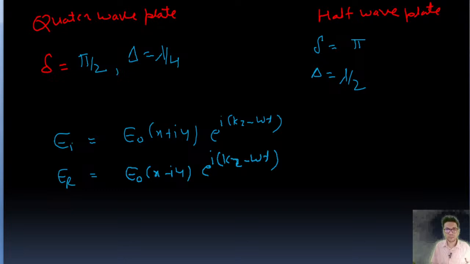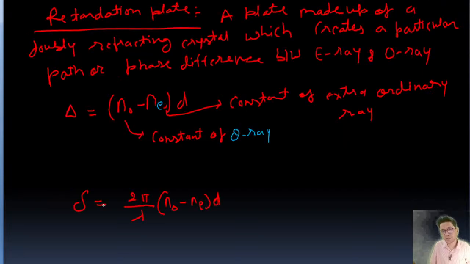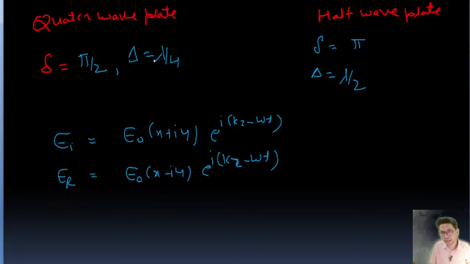So this is important. These retardation plates are the quarter wave plates and half wave plates. Okay, I have already explained the definition. Here, these are the conditions. For a quarter wave plate, the path difference should be lambda by 4 and the phase difference should be pi by 2. For a half wave plate, the path difference should be lambda by 2 and the phase difference should be pi.